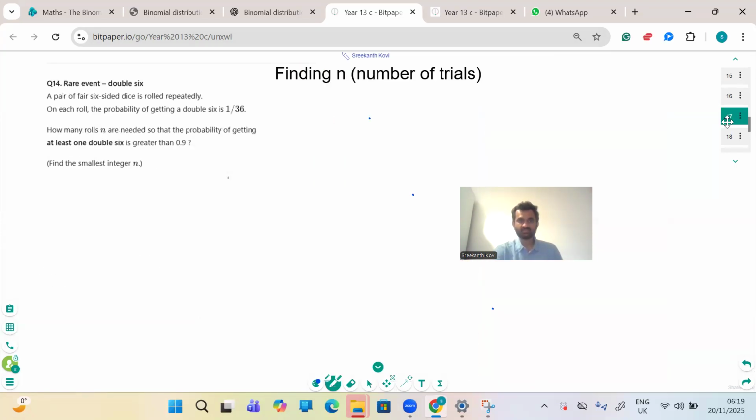Okay. Quickly, I'll explain the next question as well. Here, a pair of 6-sided dice is rolled repeatedly. On each roll, there is a probability of getting a double 6. So you write a binomial distribution. N is how many times they roll, we don't know, but double 6 is the success. The success rate is really low, because getting double 6 is 1 out of 36 cases. How many rolls n are needed?